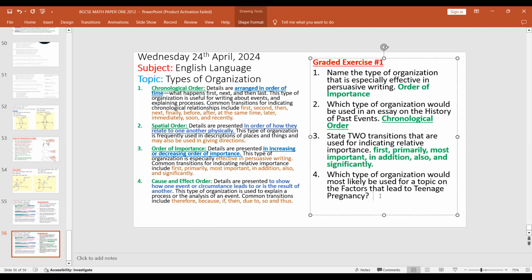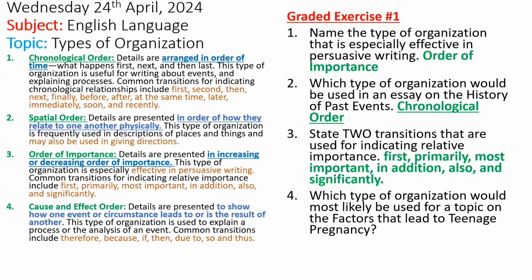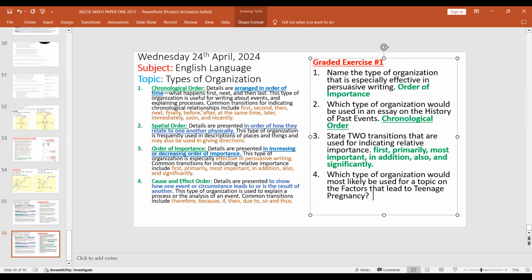And number 4, which type of organization would be most likely used for a topic on factors that lead to teenage pregnancy? Not spatial order. Factors that lead to teenage pregnancy. Cause and effect. Very good. Did anyone else get that? Cause and effect. Yes, sir. Very good.